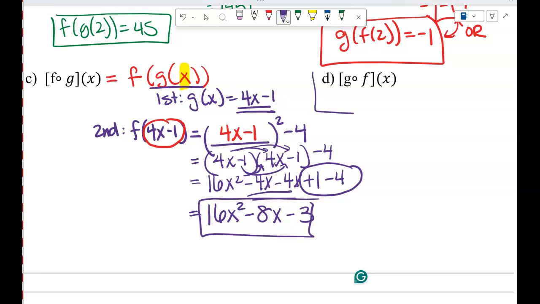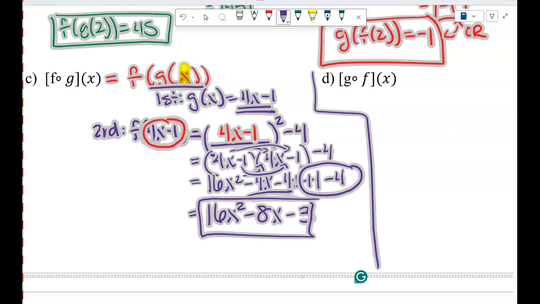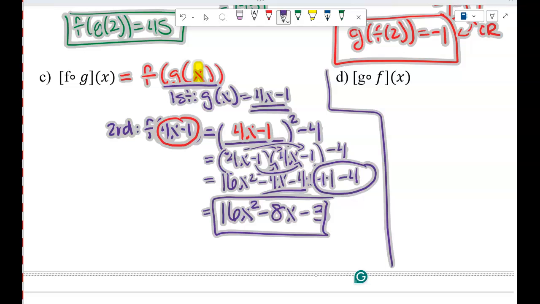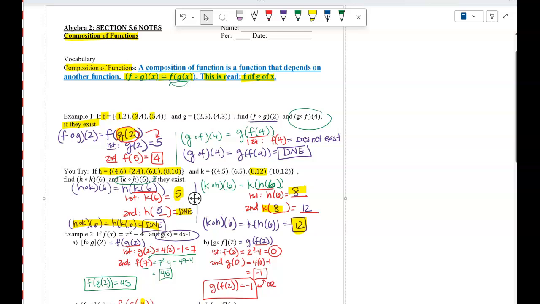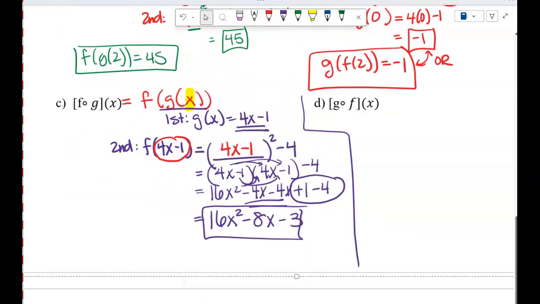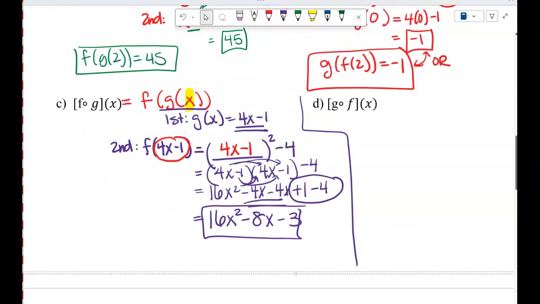Very similar, except that now we are asked to do g. Oops, my computer's frozen. Give me 1 second there, guys. There you go. Okay, so we are asked to do g of f of x, okay?